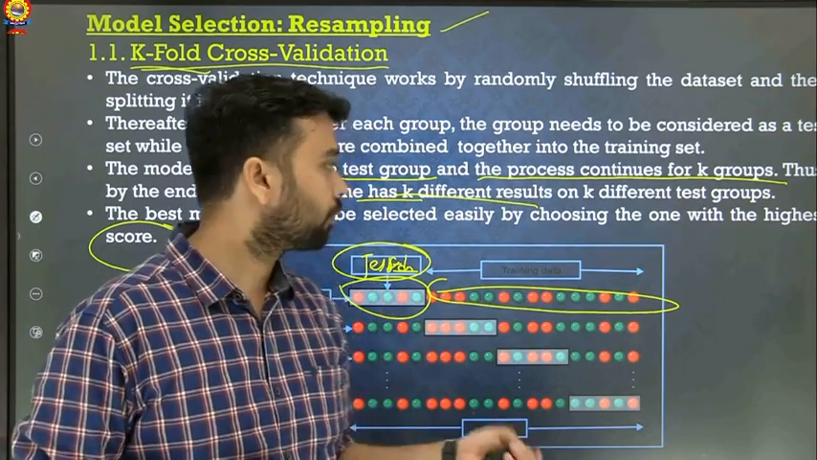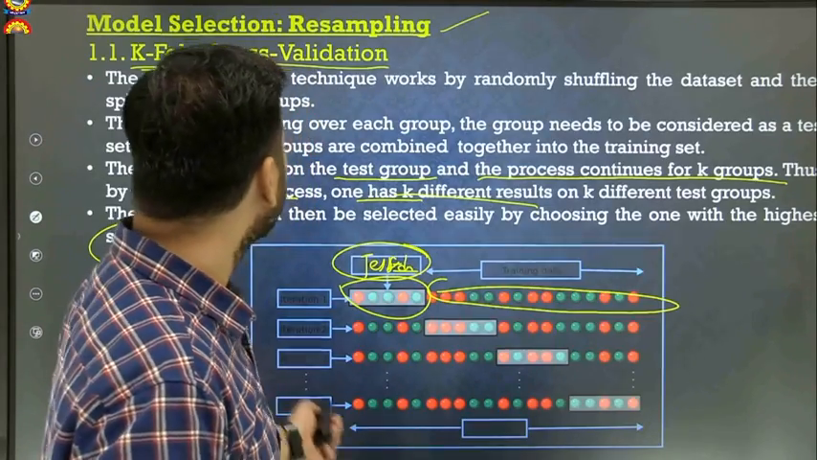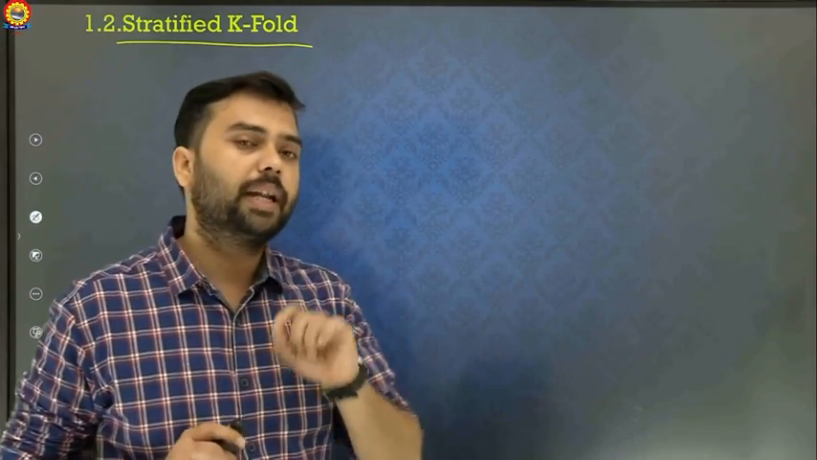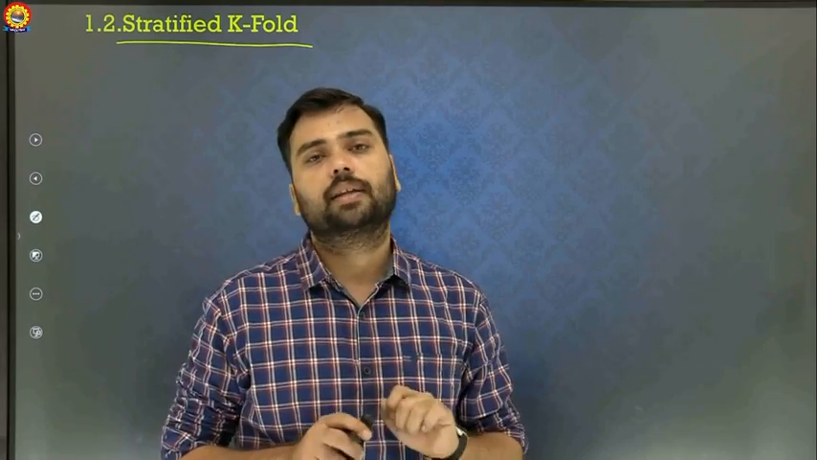Okay, so the next is stratified k-fold. It is similar to k-fold cross validation, which we already discussed. It is similar, but in every sample, and previously we also took samples, in every sample it also considers the target value.